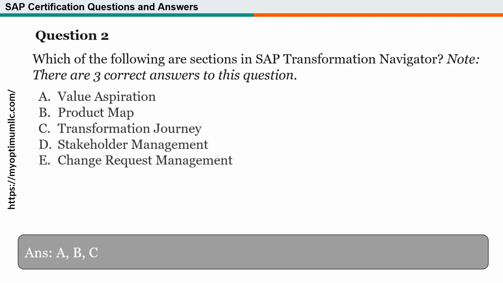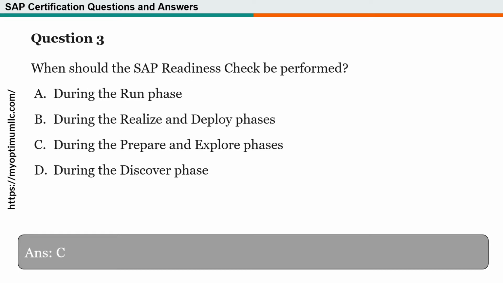Question 2. Which of the following are sections in SAP Transformation Navigator? Note, there are 3 correct answers to this question. A. Value aspiration. B. Product map. C. Transformation journey. D. Stakeholder management. E. Change request management.